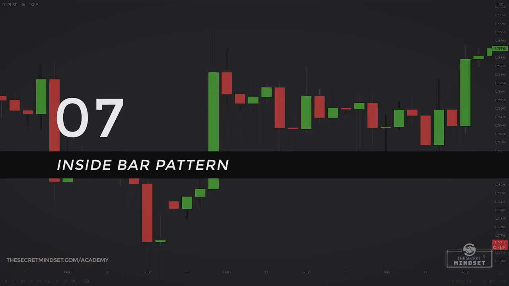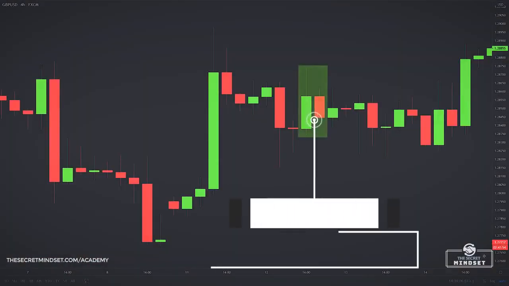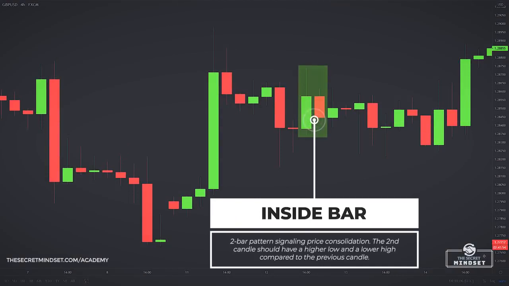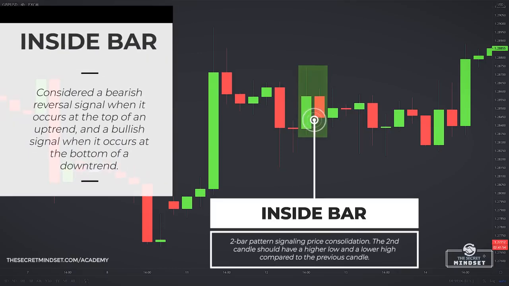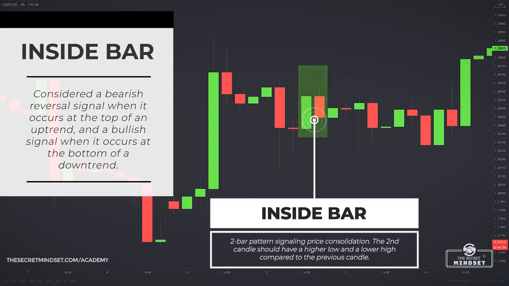The inside bar is a 2-bar candlestick pattern, which indicates price consolidation. In order to confirm this pattern, you need to see a candle on the chart, which is fully contained within the previous bar. In this manner, the inside bar candle should have a higher low and a lower high than the previous candle. This candlestick is considered a bearish reversal signal when it occurs at the top of an uptrend, and it's a bullish signal when it occurs at the bottom of a downtrend.